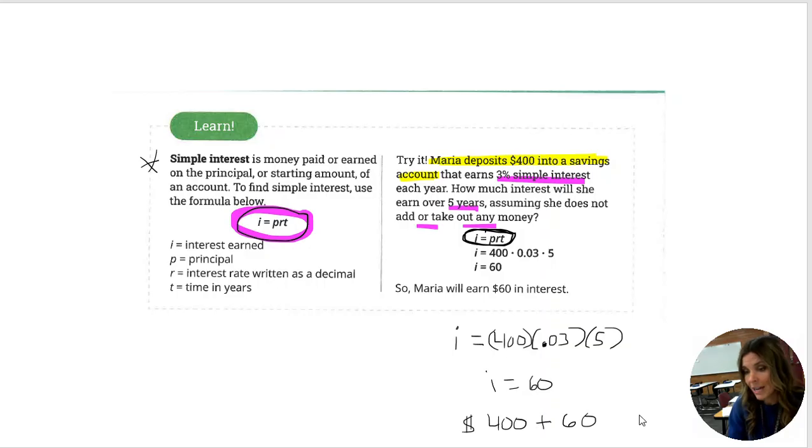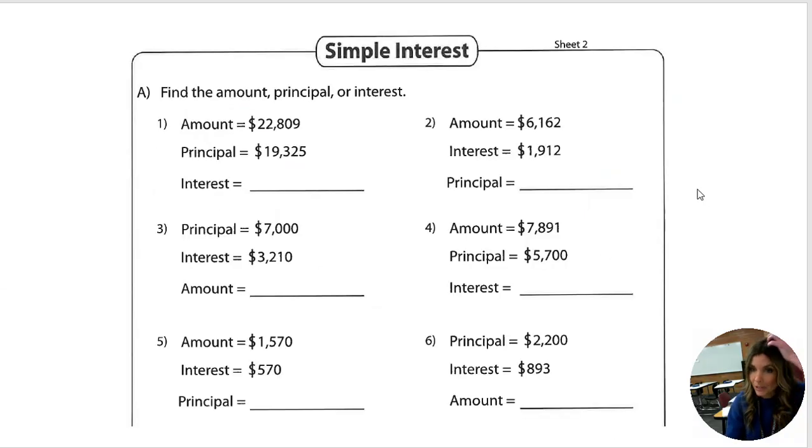So after 5 years, she will have $460 in her account. Okay, so all she had to do is put money in the bank, and by keeping her money in the bank, she was able to make even more money. Okay, so now let's go ahead and go to the next page of our notes, which is where we are going to practice evaluating the simple interest formula, and then we're even going to solve some equations using that formula.